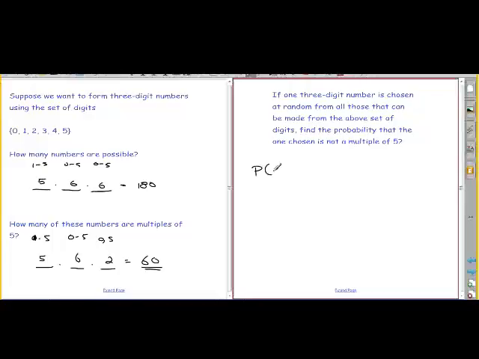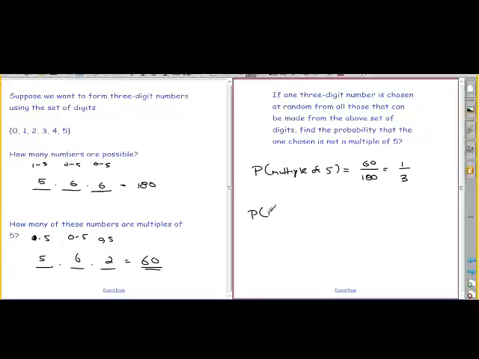So the probability of being a multiple of 5 is the total number of 3-digit numbers made up of these 6 values, divided by the total sample space, which is 180. So if I were to randomly choose a number out of this sample space, the probability that it would be a multiple of 5 is 1/3.